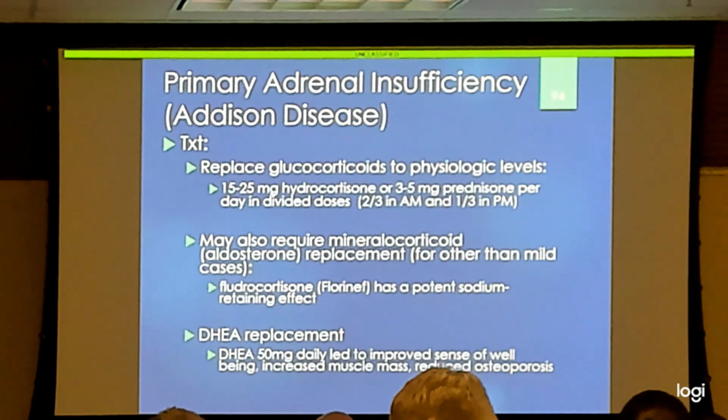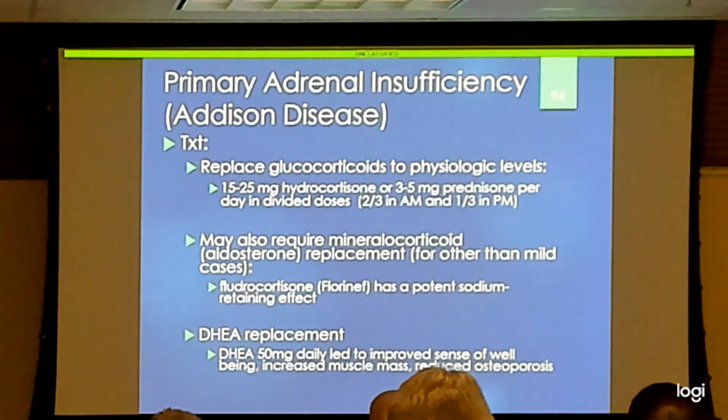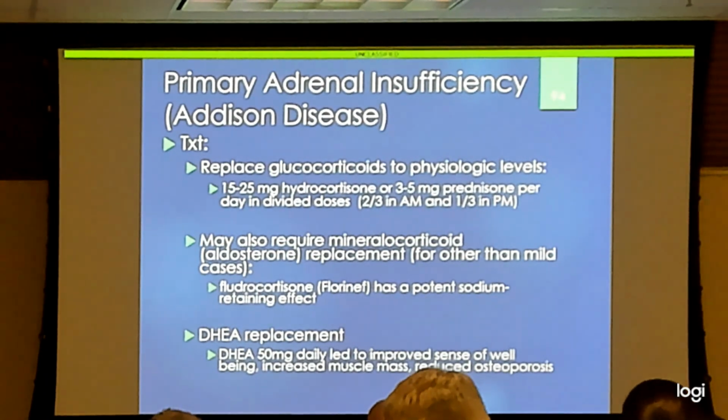Why is that? Diurnal, exactly. Now, you can't just take it in the morning and then not take it at night. You have to take more in the morning and less at night. They also may require mineralocorticoid or aldosterone replacement. For anything other than the mildest of cases, you need fludrocortisone, also known as Florinef. Because basically, I didn't just lose cortisol, I also don't have aldosterone either. So that's the reason why you need both things, glucocorticoids and mineralocorticoids.